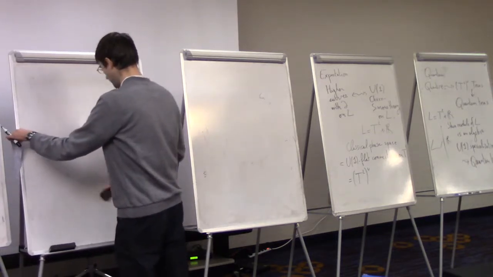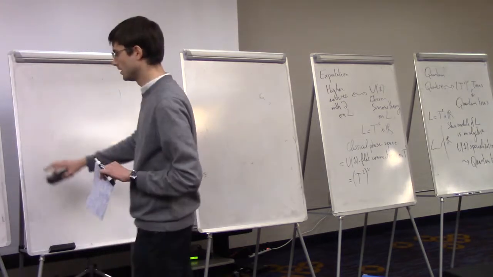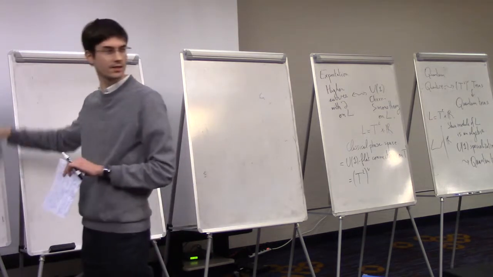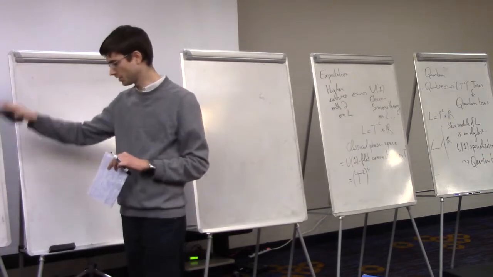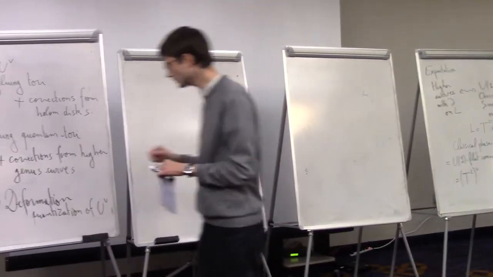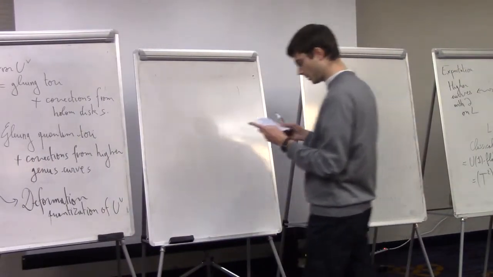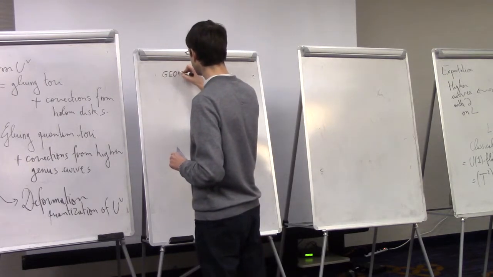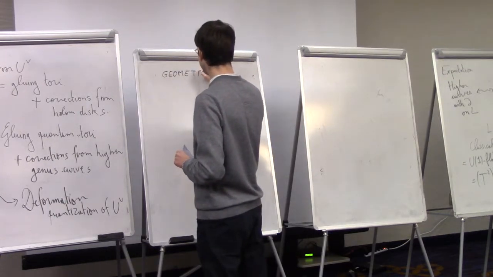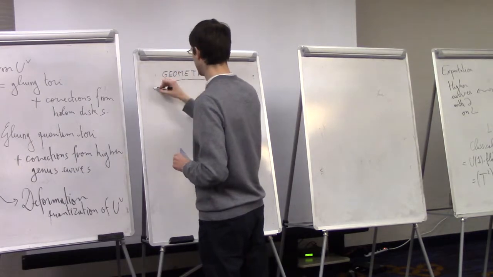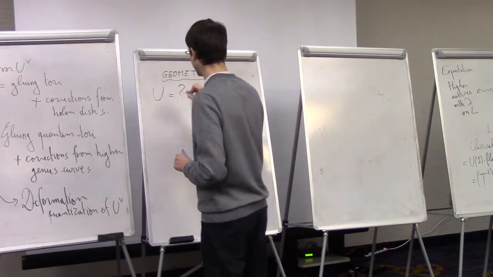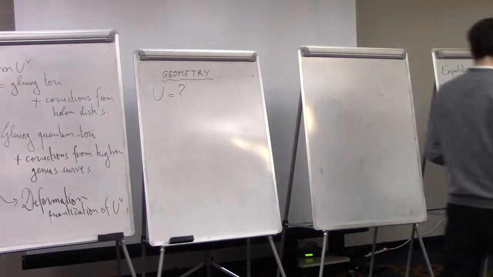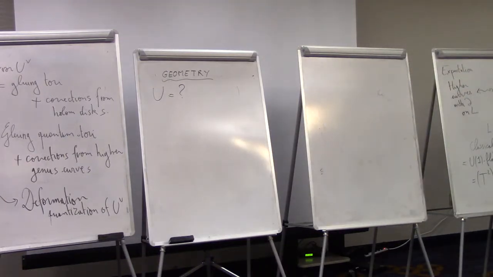Okay, so the main goal of this talk is somehow to make this story precise in some context. Okay, so I define the geometry that we'll consider. I want to define the U that I will consider. So U will be a complex surface, and we expect this U to have some kind of SYZ torus fibrations.